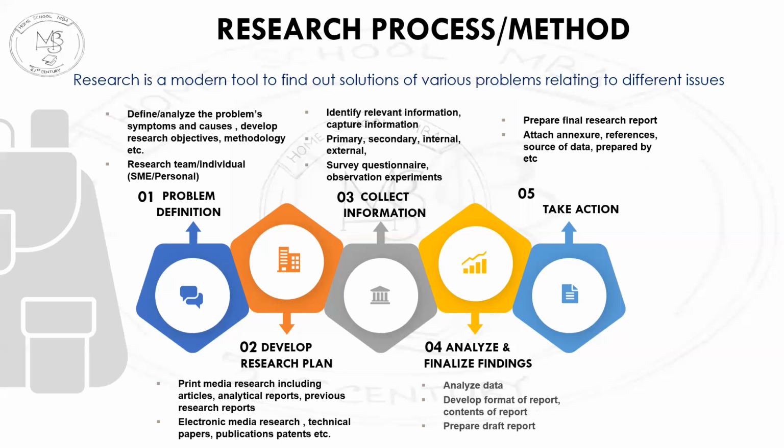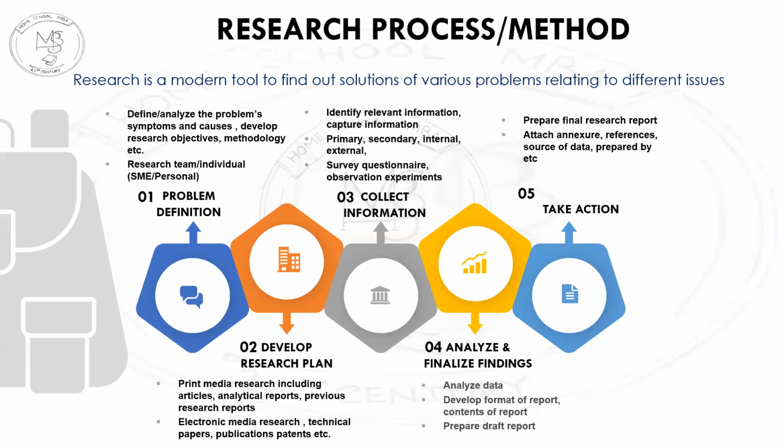So that is what we call print media. Then we go to step number 3, collect information. Now, what we have done is that we have defined the problem, we have studied the electronic media, we have studied the print media. Now we have to identify and finalize the relevant information. That information which is accurate, which is sufficiently detailed, and which is available.